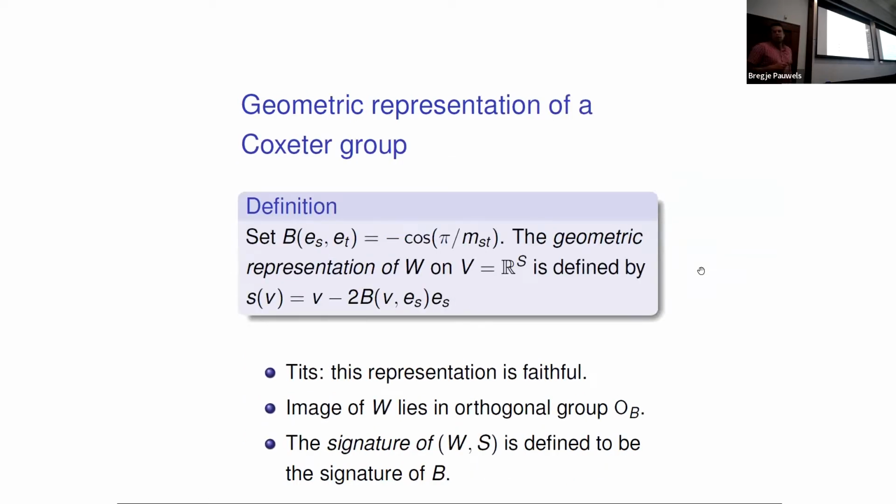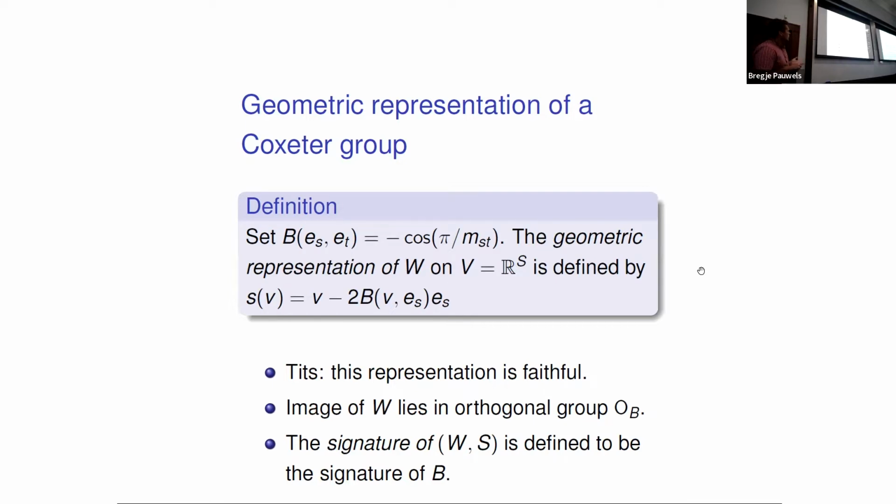Then there's a geometric representation of a Coxeter group. So in the end, we will use these black blocks of superapproximation. And for this, we will need something which lives in GL. So we will need to have a mechanism to get to GL. And the way to do that is we define a bilinear form between vectors e_s and e_t as minus the cosine of pi over m_st.